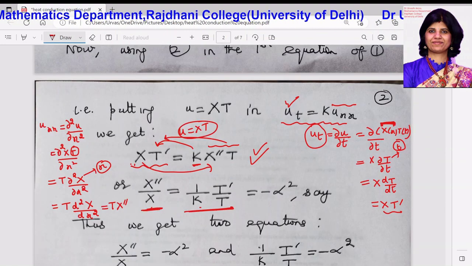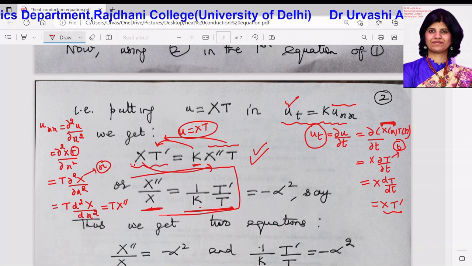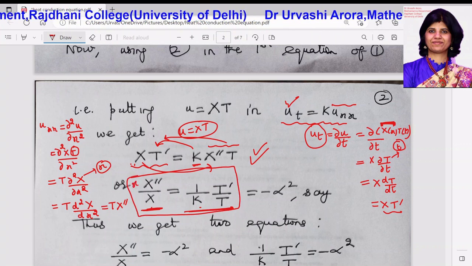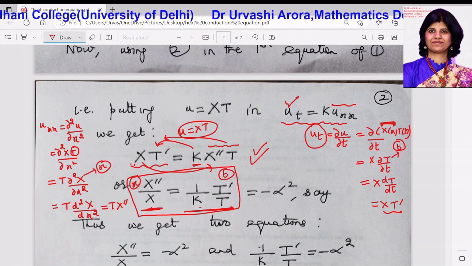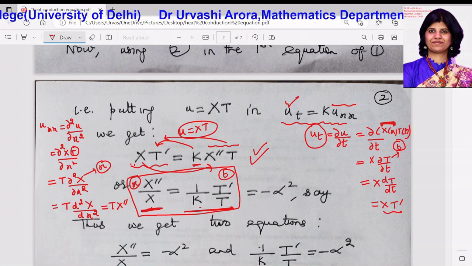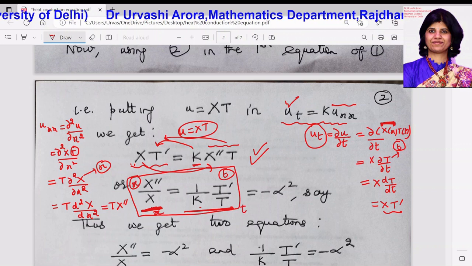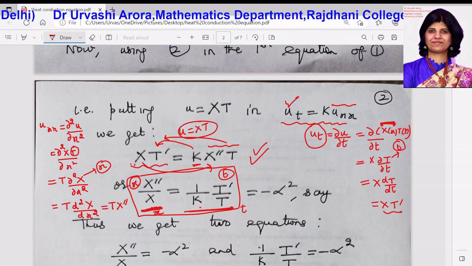This form of equation that we have got is called the separable form, because we have been able to separate the terms containing the variable x and the terms containing the variable t. So, this is a separable form, and here we can see that the left hand side is a function of small x only and the right hand side is a function of small t only, and the two sides are equal. Now, this is possible only when each side is equal to a constant.